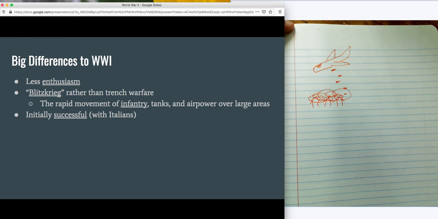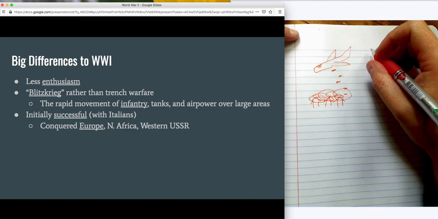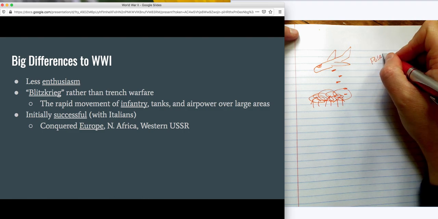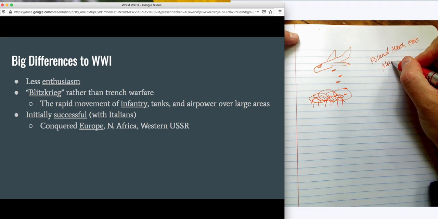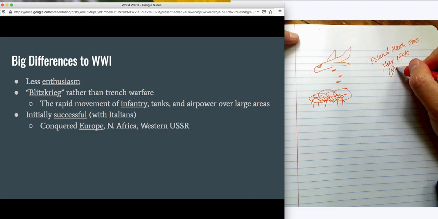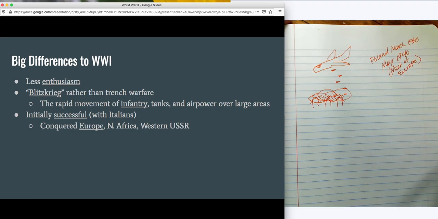Initially, also, World War II is a lot more successful at the beginning for the Axis powers. They conquer most of Europe, North Africa, and the Western USSR really darn quickly. We talked about that, how Hitler, starting with Poland in like March maybe 1940, and by May 1940, he's got most of Europe. And it was so quick, and everybody was really taken by surprise. Maybe if they had tried the Schlieffen Plan again and Belgium had put up more of a fight, but they just really weren't expecting it, which in hindsight feels really silly.